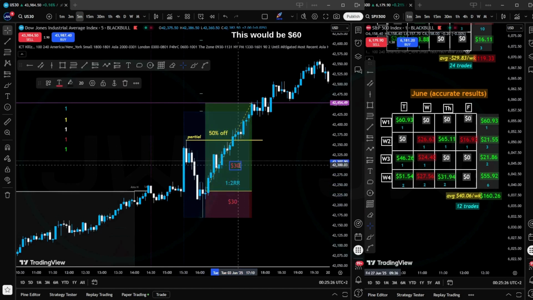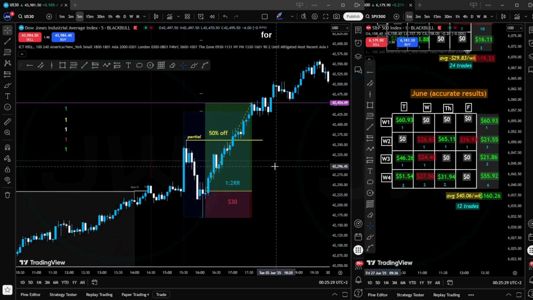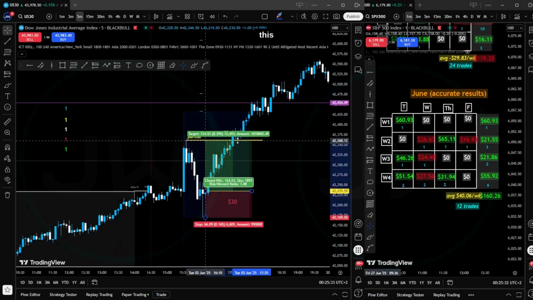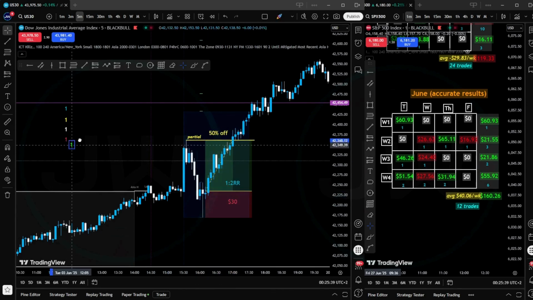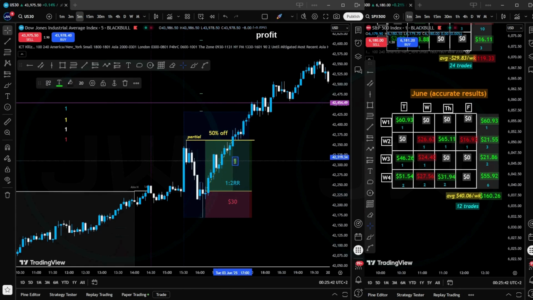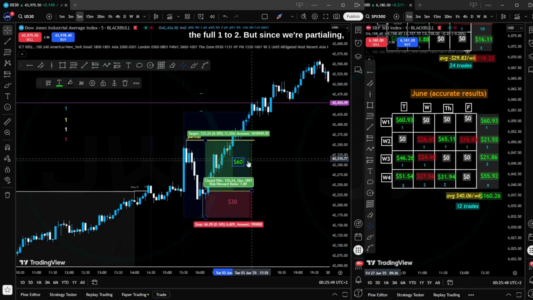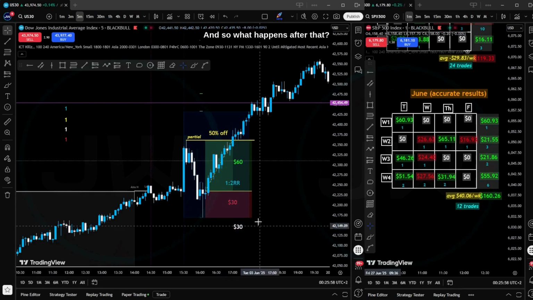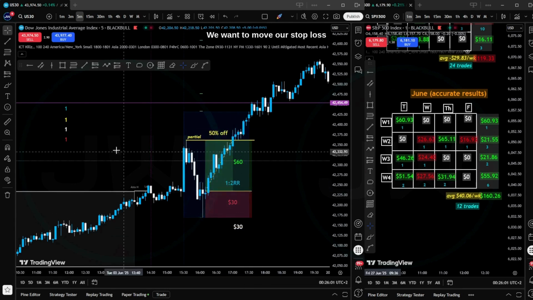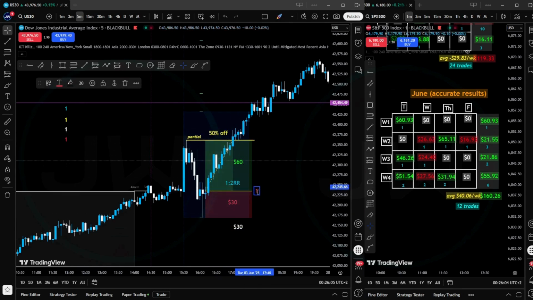This would be $60 if it were 1 to 2. For this explanation, let's leave this at 1 to 2 for now. Then this would be $60 profit at the full 1 to 2, but since we're partialing, we pocket $30. Correct. And so what happens after that? We want to move our stop loss to break even.